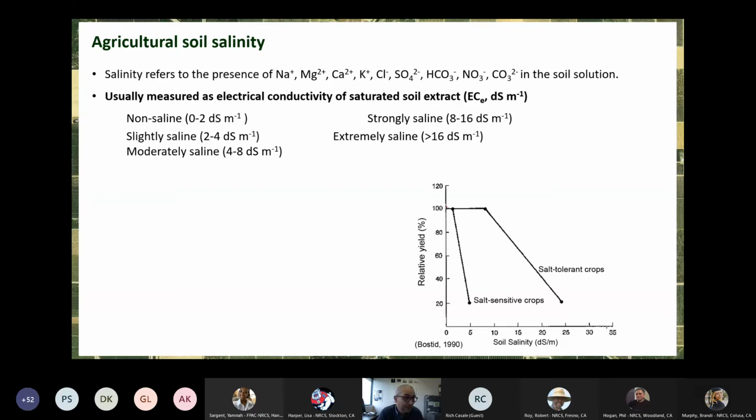problem of soil salinity. We refer to soil salinity as the presence of major soluble ions in the soil. And most institutions, and especially us here in Riverside, use the electrical conductivity of a saturated soil extract, or ECe, as a means of measuring soil salinity. And this was developed by USDA in the mid 20th century. Basically, once we have a dried soil sample, we take it to the lab, and then we saturate it and extract the water from the sample, and then we measure the electrical conductivity of this water extract.